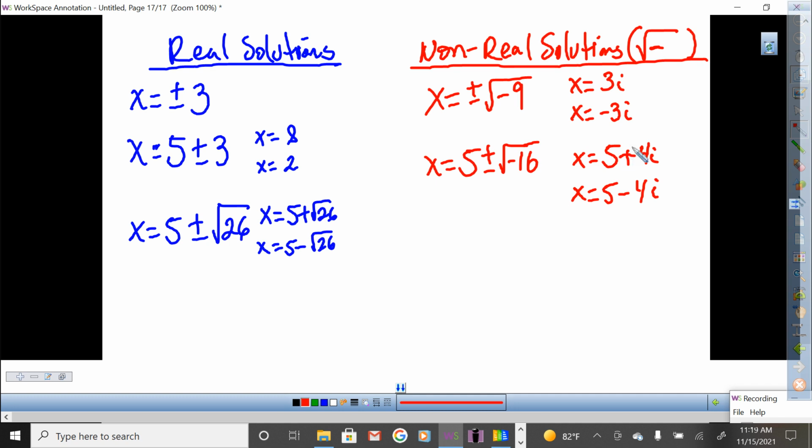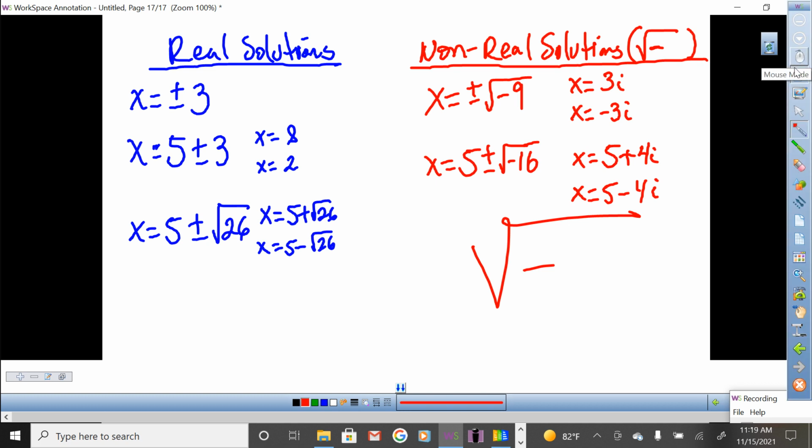So what do you notice different from the non-real to the real? Non-real have what? I's or negative square root. So make sure you make an emphasis that these are going to have a square root of a negative number inside of the square root. Okay? All right, enough of that easy stuff, shall we?